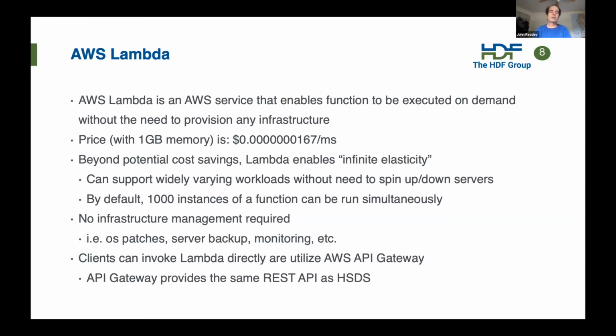And clients can either invoke Lambda directly using the AWS APIs, or you can set up AWS API Gateway that simulates a REST-based server. What it does is, every time a REST request comes, it gets transmuted into a Lambda call. And so we have the same REST API as with HSDS.